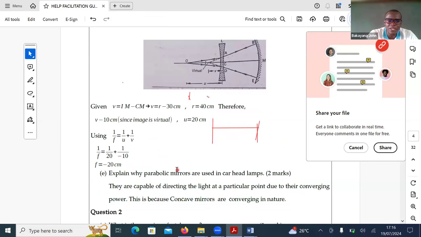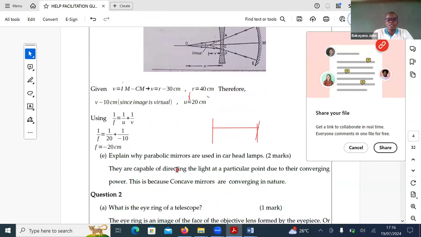Okay, explain why parabolic mirrors are used in car headlamps. You know, parabolic mirrors have capacity to concentrate light, not so? By virtue of their design, they can easily concentrate what? They can concentrate light because rays that are parallel and close to the principal axis meet at the focal point. So they are capable of directing light at a particular point due to their converging power.